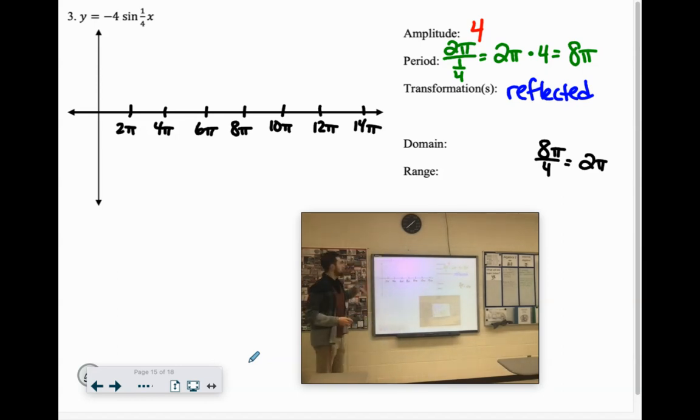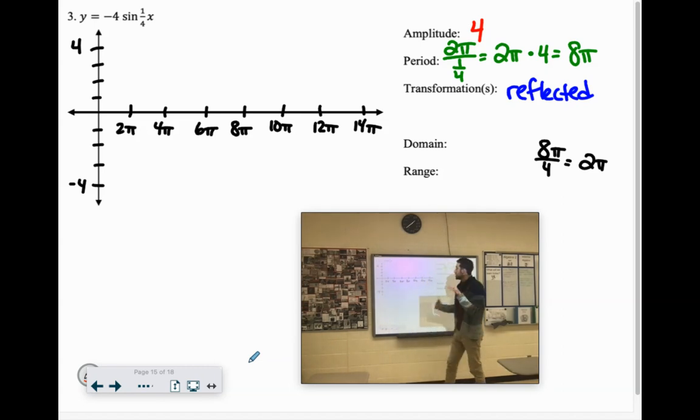Okay, now as far as the y goes, we didn't have to shift the graph up or down, but our amplitude is 4. So from the center, it needs to go up 4 and it needs to go down 4. So I'm going to make sure I label at least a +4 and -4.